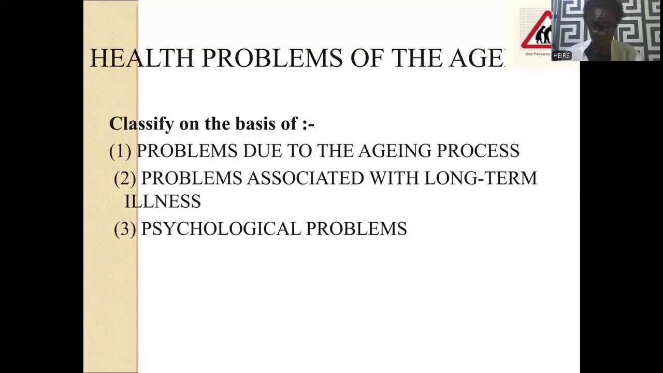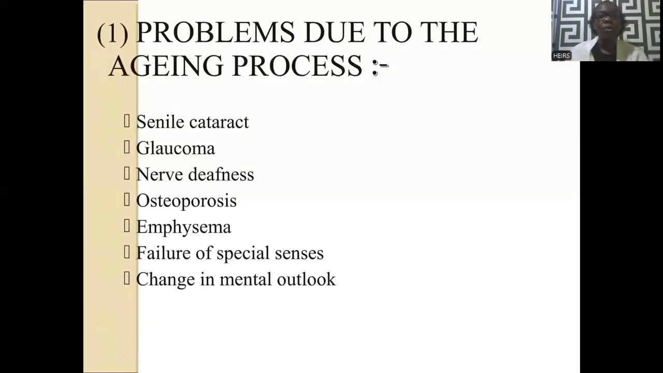Some common health problems of the aged are classified based on the problems due to the aging process. The process of aging on its own brings with it a spectrum of diseases. Then there are also problems associated with long-term illnesses. Having had an illness for a while, maybe diabetes for years, as the patient begins to age, there could be damage to the end organs, the kidneys, the liver, the nerves, and the eyesight could become affected by the long-term effect of diabetes, for instance. Then psychological problems are also another class of problems that the aged can experience.